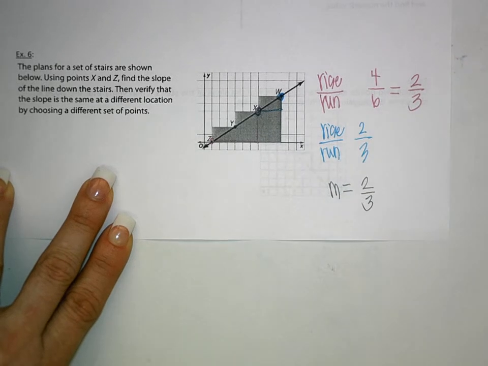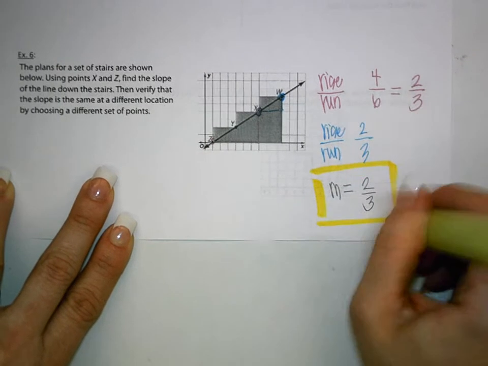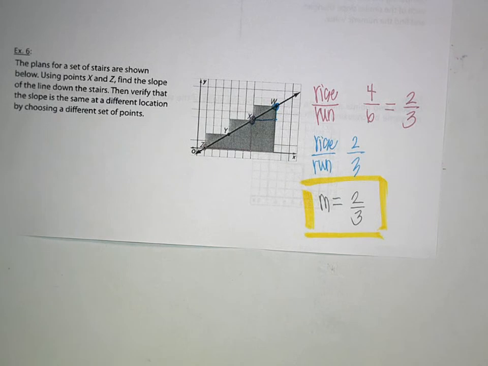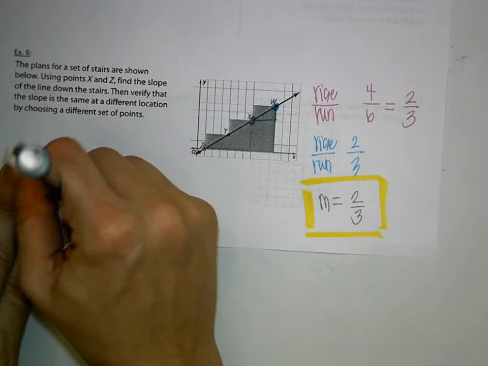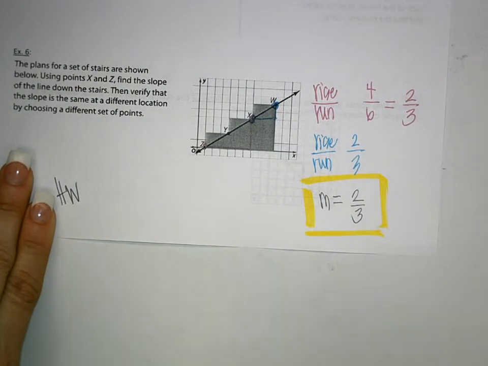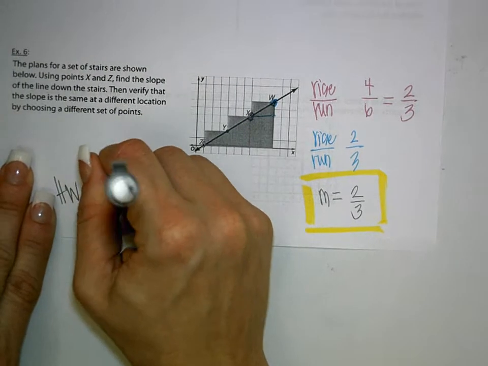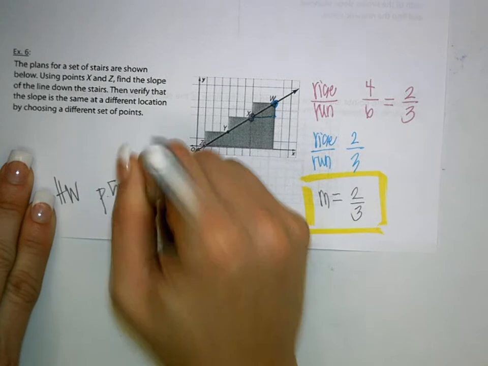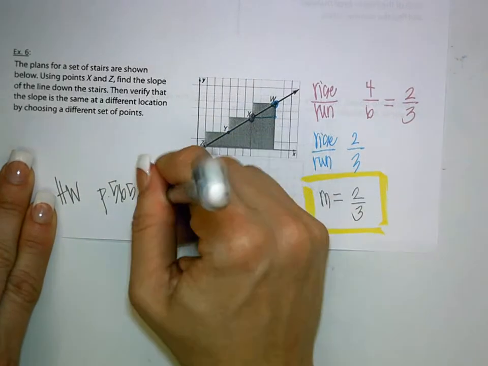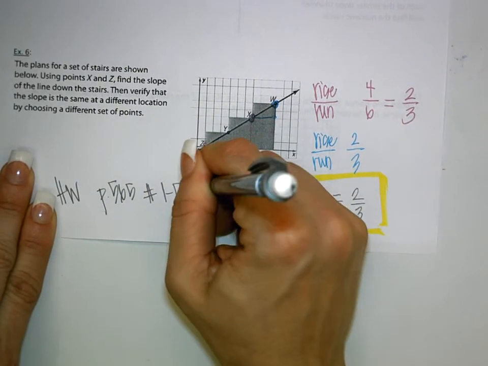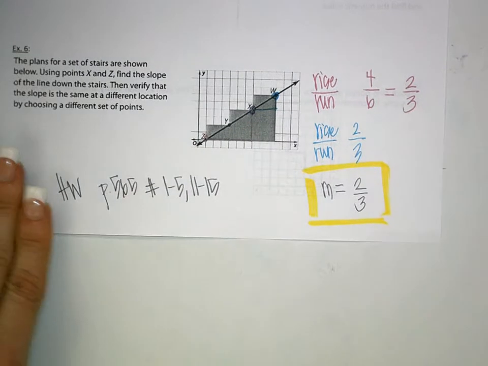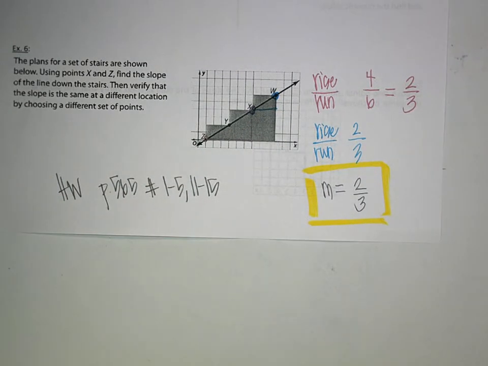M equals 2/3. Okay, so you're going to be comparing slopes of triangles for your homework today. Make sure you write it down. Your homework is in your book on page 565, and you are doing numbers 1 through 5 and 11 through 15.